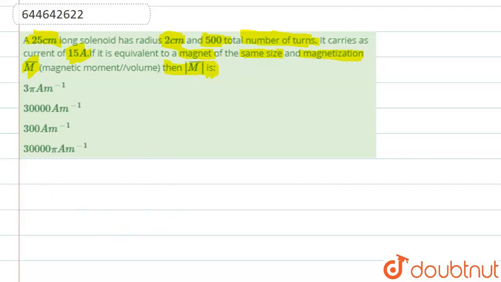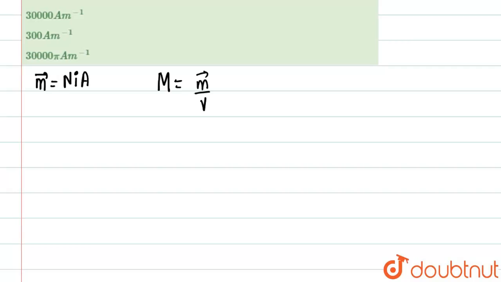Basically we have to use two formulas, that is magnetic moment is equal to N into I into A. I'll write over here the notations, and magnetization is equal to magnetic moment divided by volume. These are the things that we are going to use, but I am writing here the notations so that you can understand more clearly. Notations are very important. It might get you confused.